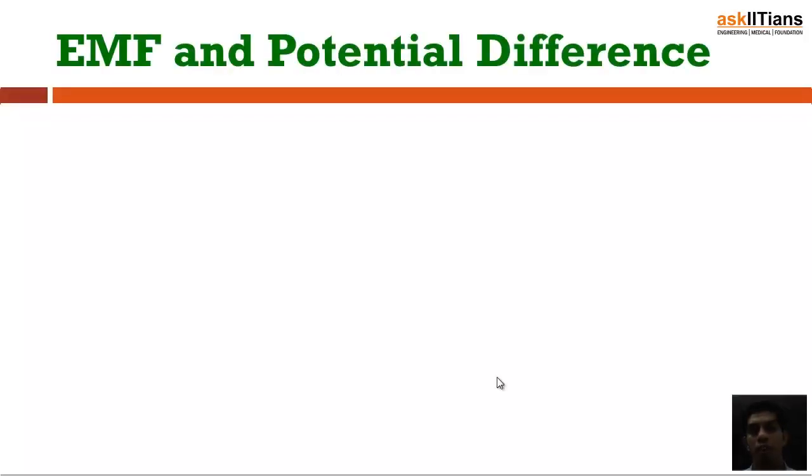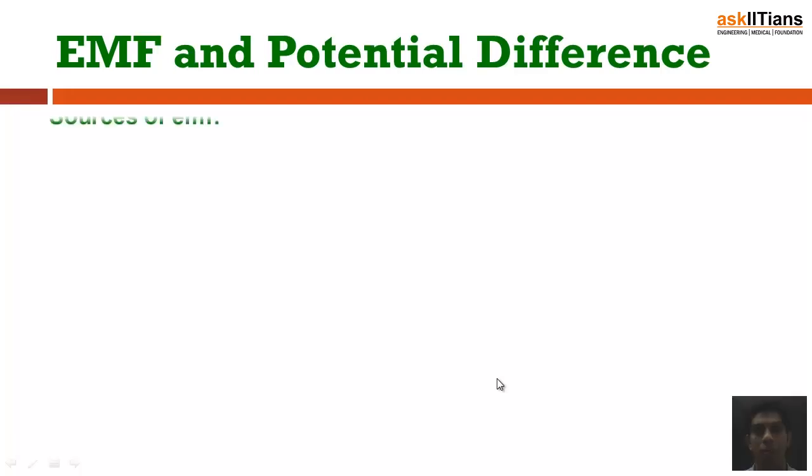So let's start. Now we'll shift our focus to EMF and potential difference, and the minor differences between them, and what internal resistance is, and what the different possible combinations of cells are. So let's start off with EMF and potential difference.